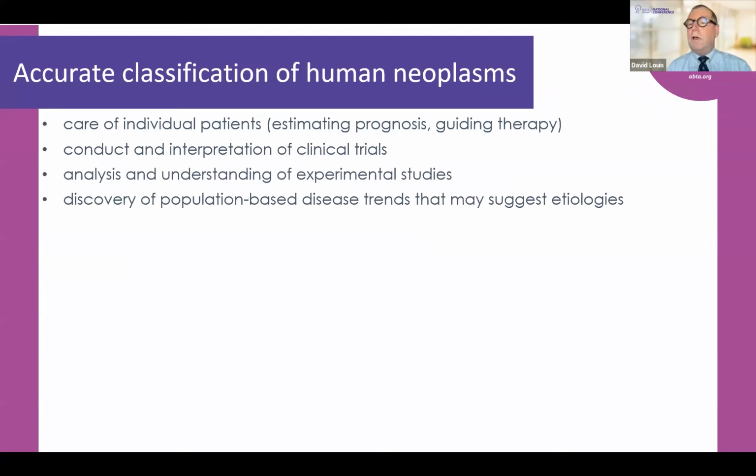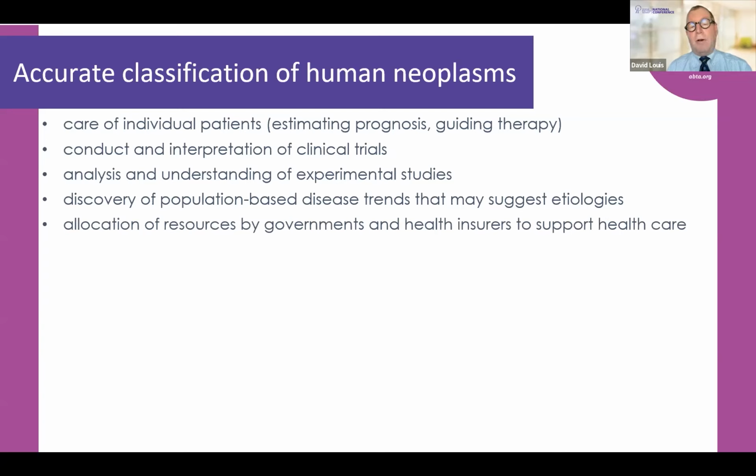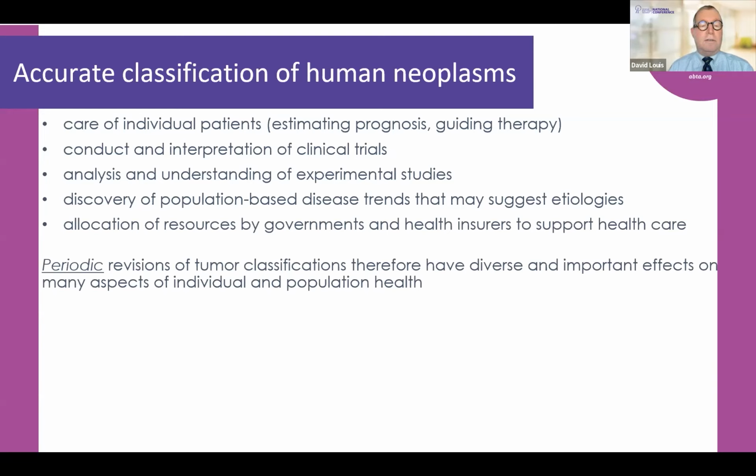When you start thinking of large-scale studies to find out what causes certain types of tumors, that also requires accurate classification. And when you ask how governments and health insurers allocate money to support different types of healthcare, that also depends on the accurate classification of diseases. So as a result, when you change tumor classifications, you have to do it carefully and only periodically, because it has many effects, not only on the care of individual patients, but on population health as well.